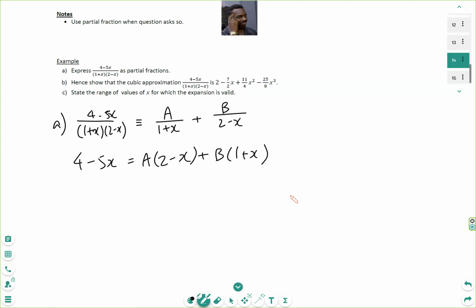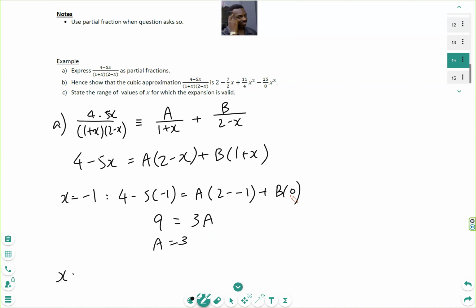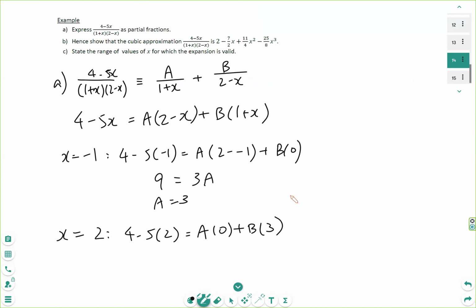So the roots are minus 1 and 2. When x equals minus 1, you get 4 minus 5 times minus 1 equals A times (2 minus minus 1) plus B times 0. When you substitute in the root, one of the brackets should equal 0. So 4 plus 5 is 9 equals 3A, so A equals 3. And when x equals the other root, which is 2, 4 minus 5 times 2 equals A times 0 plus B times 3, since 1 plus 2 is 3. So 4 minus 10 is minus 6, so minus 6 equals 3B, and B equals minus 2.